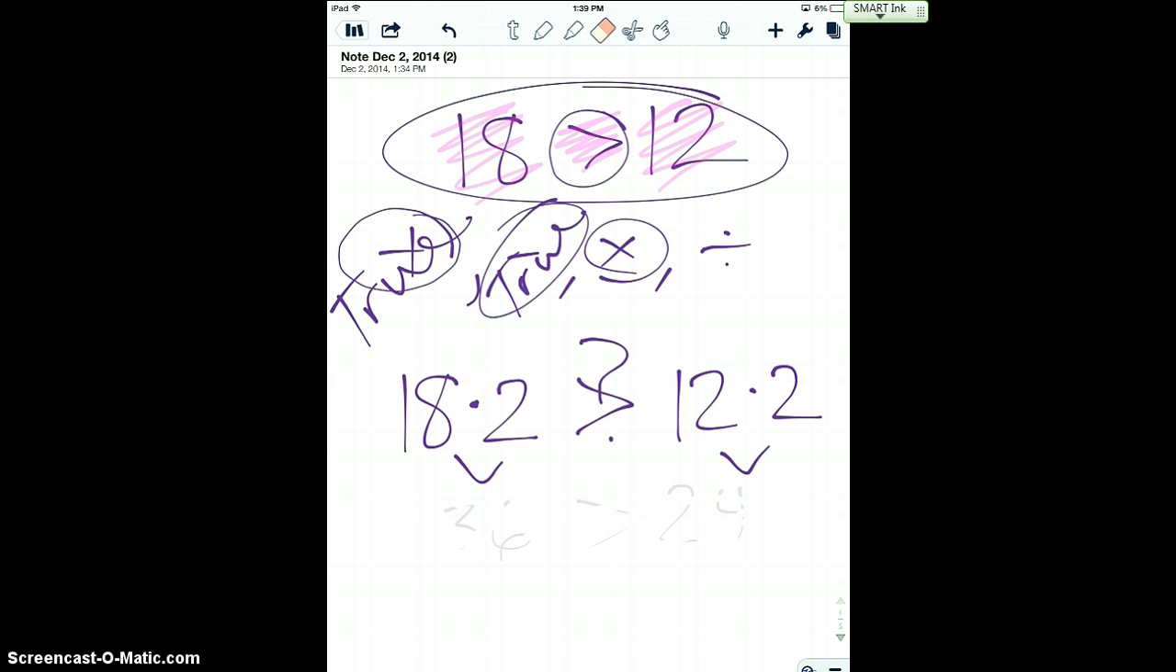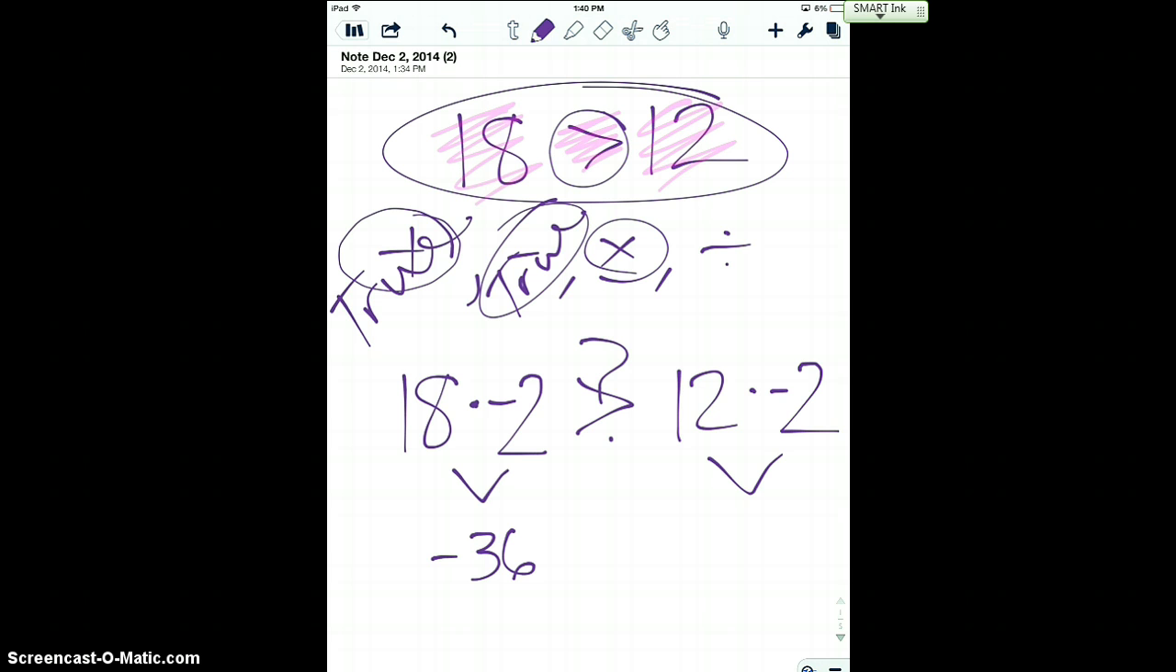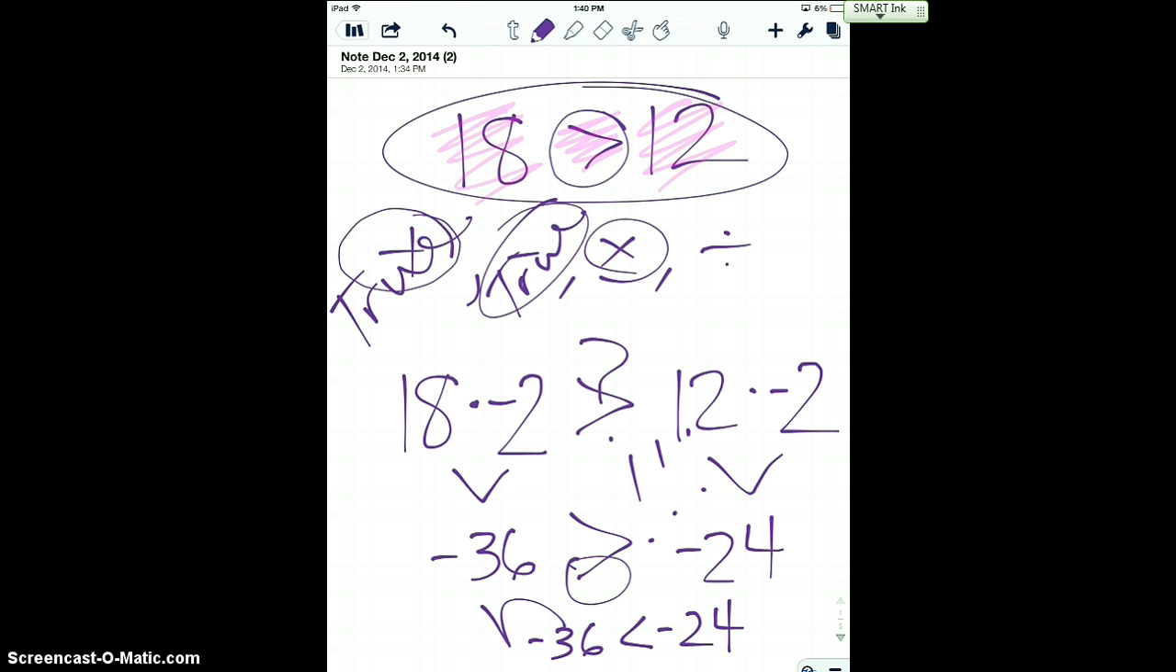But watch this. What if I were to not multiply by a positive number? What if I multiply by negative 2? 18 times negative 2, well, that's a negative number, negative 36. 12 times negative 2 is negative 24. So I ask you, is negative 36 greater than negative 24? No, it's not. Negative 36 is actually less than negative 24. To get this to remain true, I would have had to change the inequality sign around.